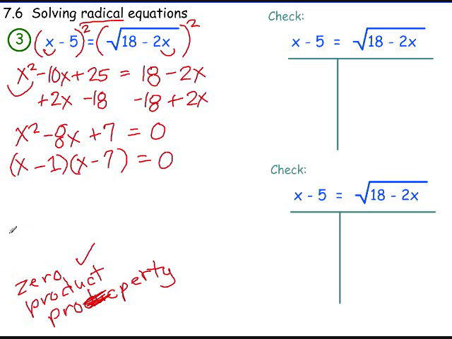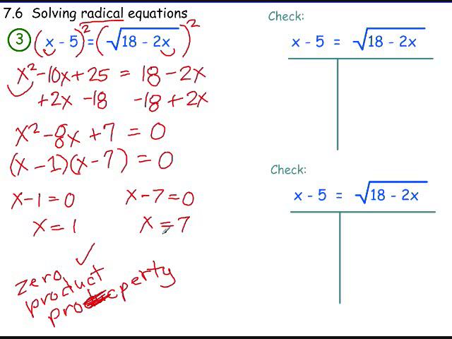That's right. Now we can do the mini equations. We've got x minus 1 equals 0, and we've got x minus 7, it's a minus, equals 0. So we've got two possibilities here now. X is equal to 1. X is equal to 7.